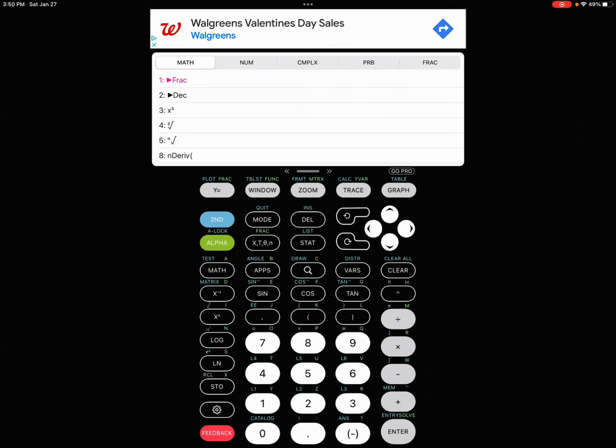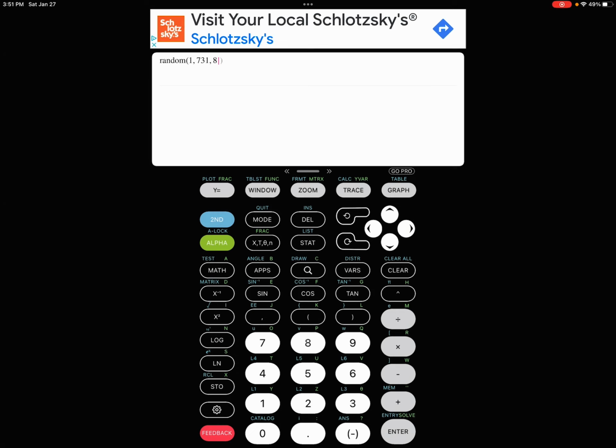So I'm going to find the math button. When I hit the math button, I'm going to go over to probability. And that very first one is your random number. So I'm going to hit 1. Then I'm going to give it some parameters. This is going to give me some random integers. Well, I'm going to go from 1, comma is above the 7 key, 731, comma. And then I want to know how many random numbers to pick. And I'm going to pick 8, hit enter.